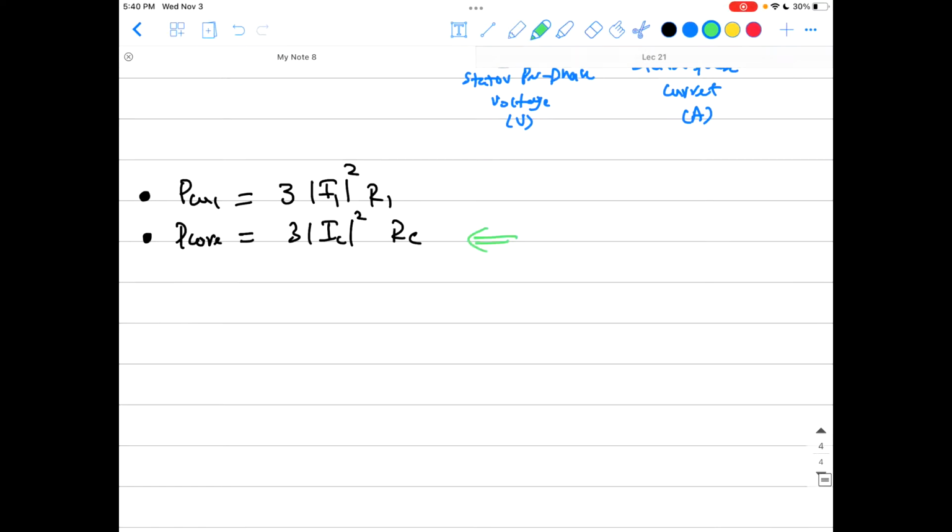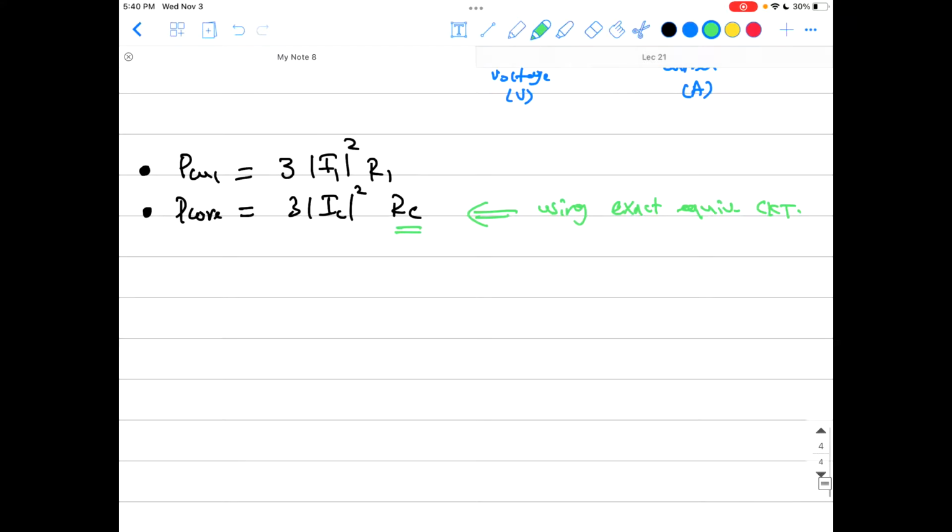So this P core is for the exact equivalent circuit. If you're using the approximate one, that means you don't have RC at all. The core losses is just a constant loss you have, or it's given to you in the problem, or you just estimate it in the lab, so you don't need to calculate it at all. After this, the copper losses in the rotor, P copper 2, is 3 I2 as a magnitude squared times R2.